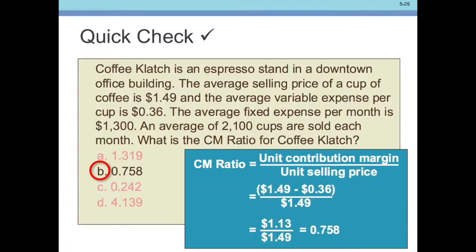Now, if you are having trouble following all that, just change the numbers in your mind. The $1.49 minus 36 cents is like the $200 contribution margin, and then the $1.49, of course, is like the price of the bike. So that'd be 200 over 500. In the coffee equation, it's $1.13 over $1.49. So you can see it's very similar to the problems we've been doing. We just switched it up from bicycles to coffee.